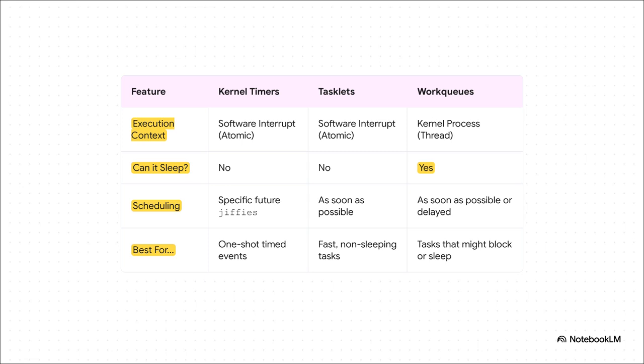Now, what's really cool about this slide is how it just lays out all the trade-offs so clearly. You can see timers and tasklets run in that software interrupt context we talked about, that fast lane. Work queues run as a regular kernel process. But the most critical, the most important row here is, can it sleep? That single word, yes, for work queues, well, that's everything. If your deferred task needs to do anything that might block, you have to use a work queue. It's that simple. It really shows you the kind of design choices kernel developers make every day.